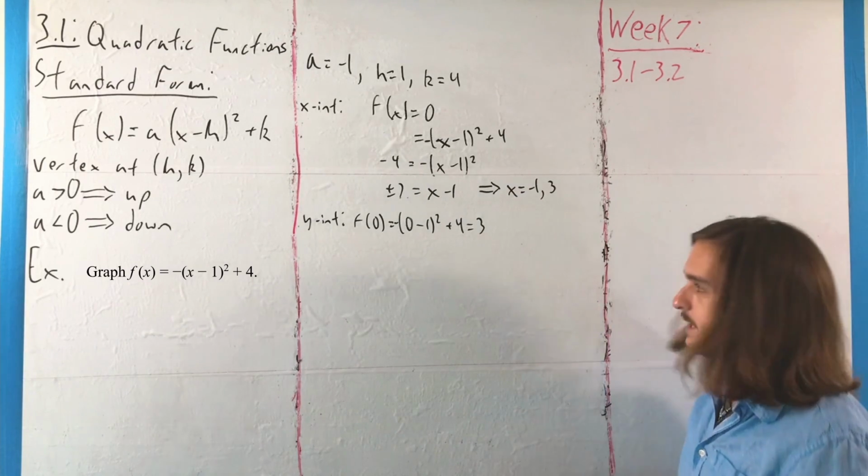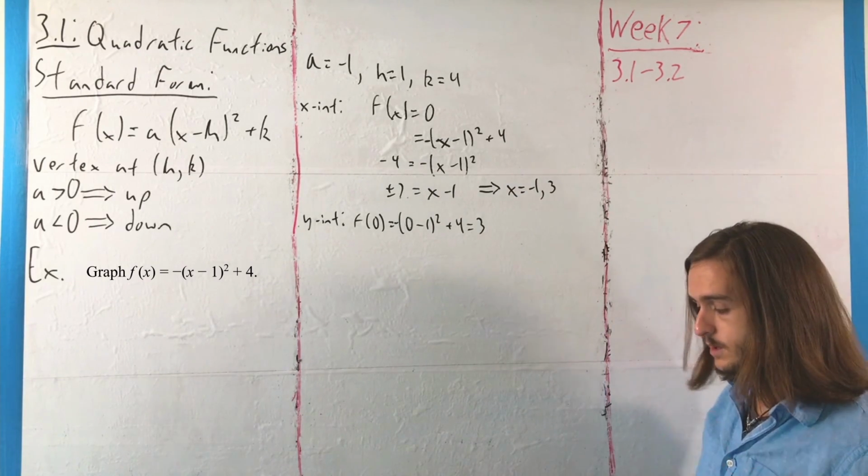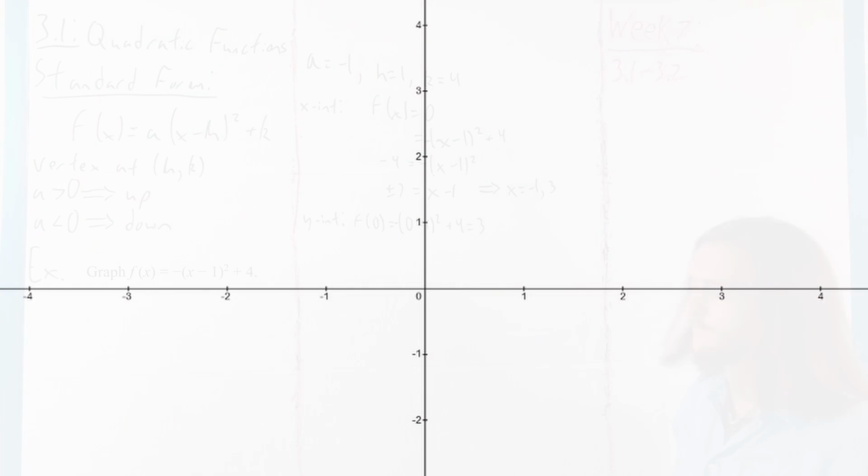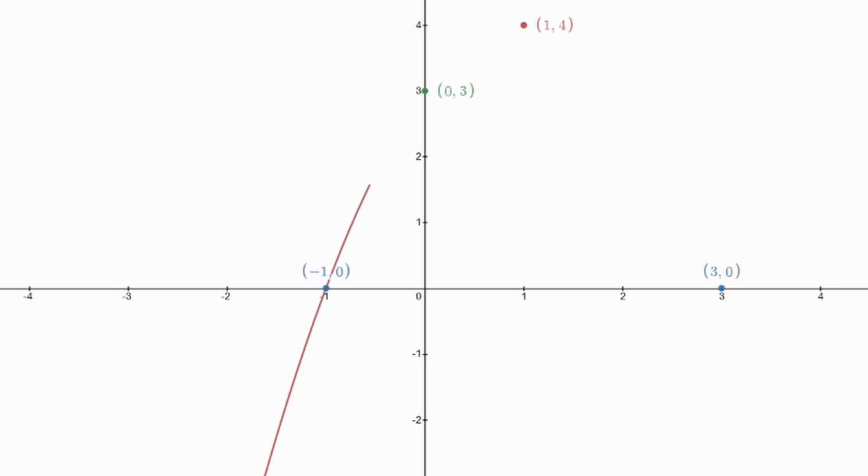So we have the y-intercept at (0, 3), and that means if we want to be able to graph this, we can talk about the points that we have. We have the vertex at (1, 4), the two intercepts at (-1, 0) and (3, 0), and then the y-intercept at (0, 3). Draw your parabola through that, and you'd end up with that kind of picture, like so.